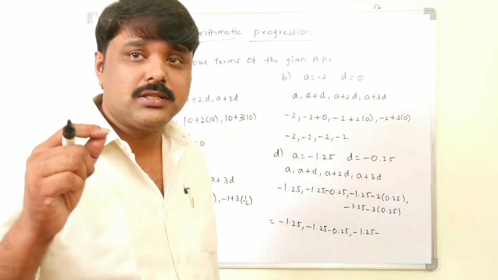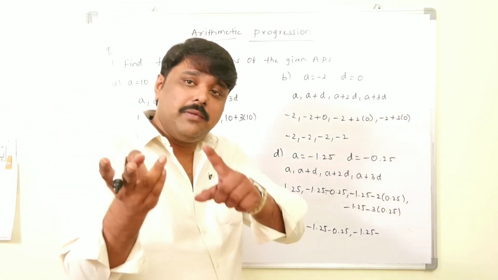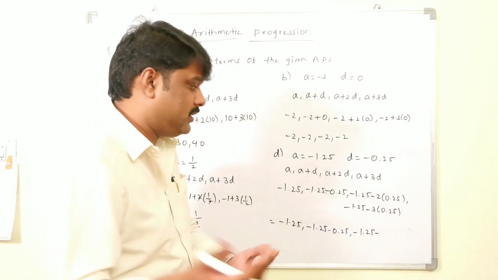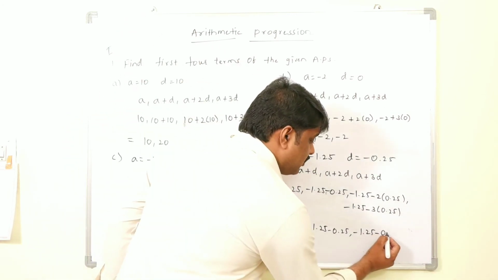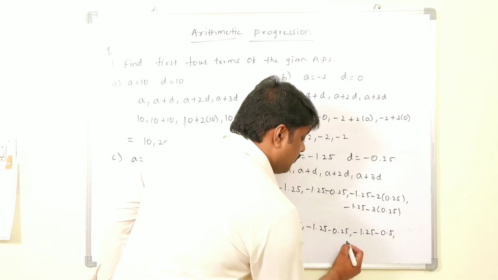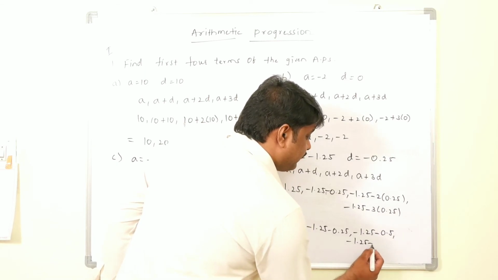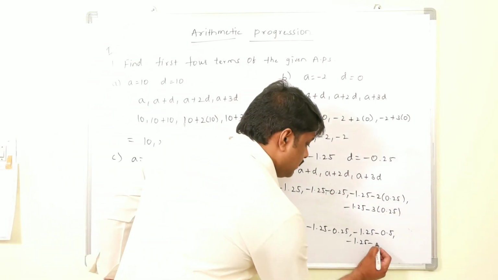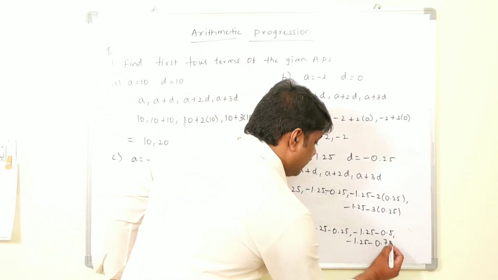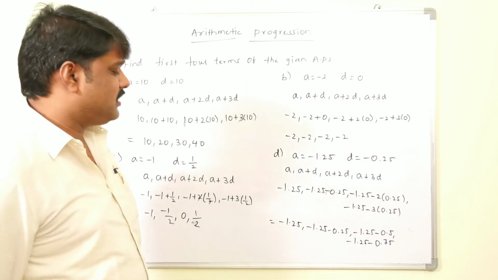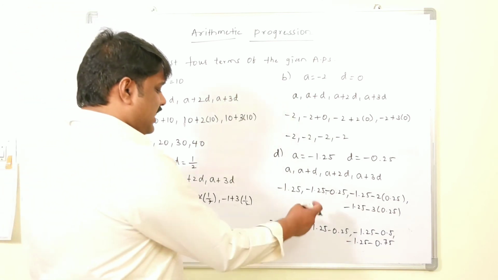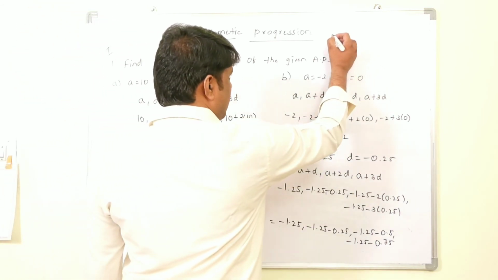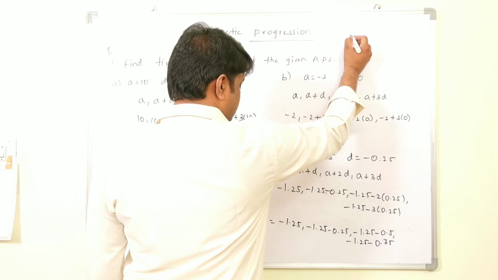0.25 in the sense 25 paise. 25 paise multiplied with 2, 50 paise. 50 paise in the sense 0.5. Minus 1.25, 25 paise into 3, 75 paise, 0.75. Now what would be the series here? Let us write. That is minus 1.25.